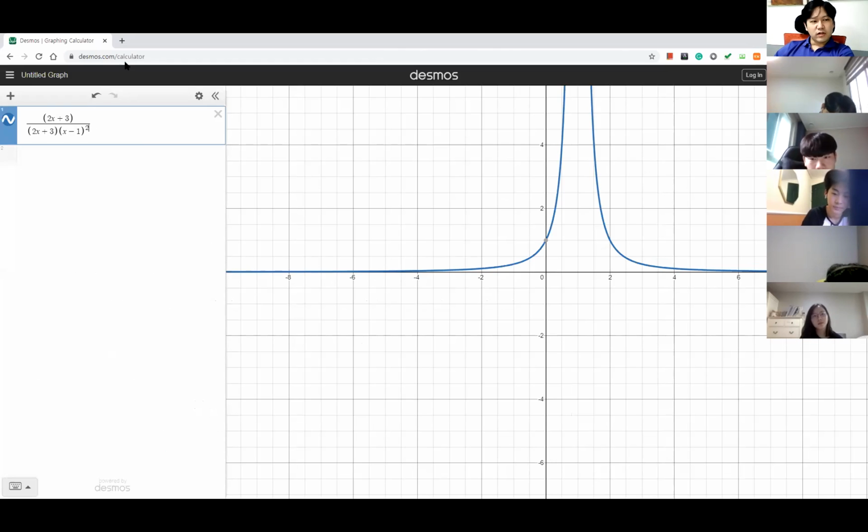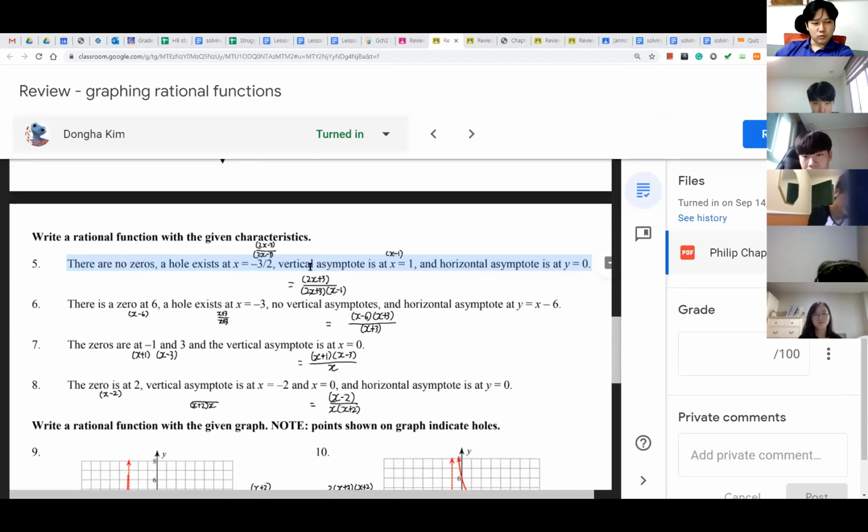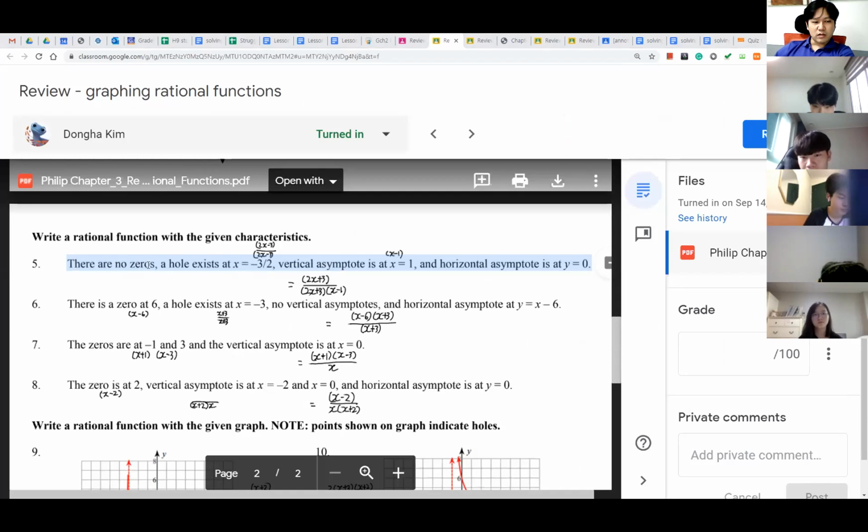Okay, so if I square this thing, I go back to here. It would be nice to show it together with the graph, but it doesn't work like that. So there are no zeros because there was a horizontal asymptote.